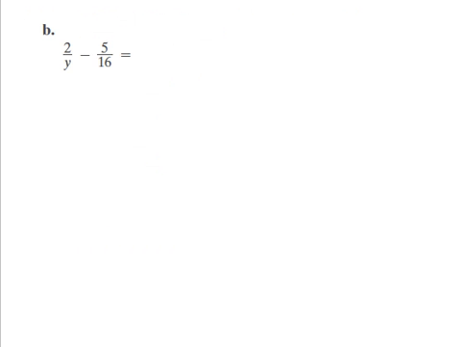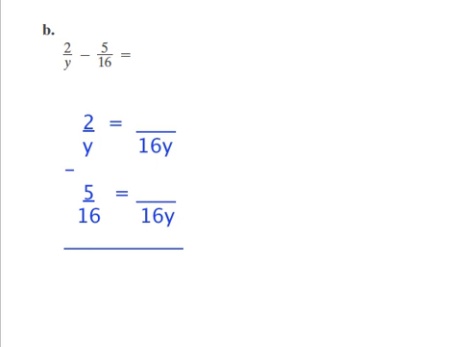Again, since we don't have a common denominator, we're going to write these two fractions vertically. 2/y minus 5/16. We have to find a common denominator. That common denominator is simply going to be 16y. So for 2/y, we're going to multiply the numerator and denominator by 16. And for 5/16, we're going to multiply the numerator and denominator by y.